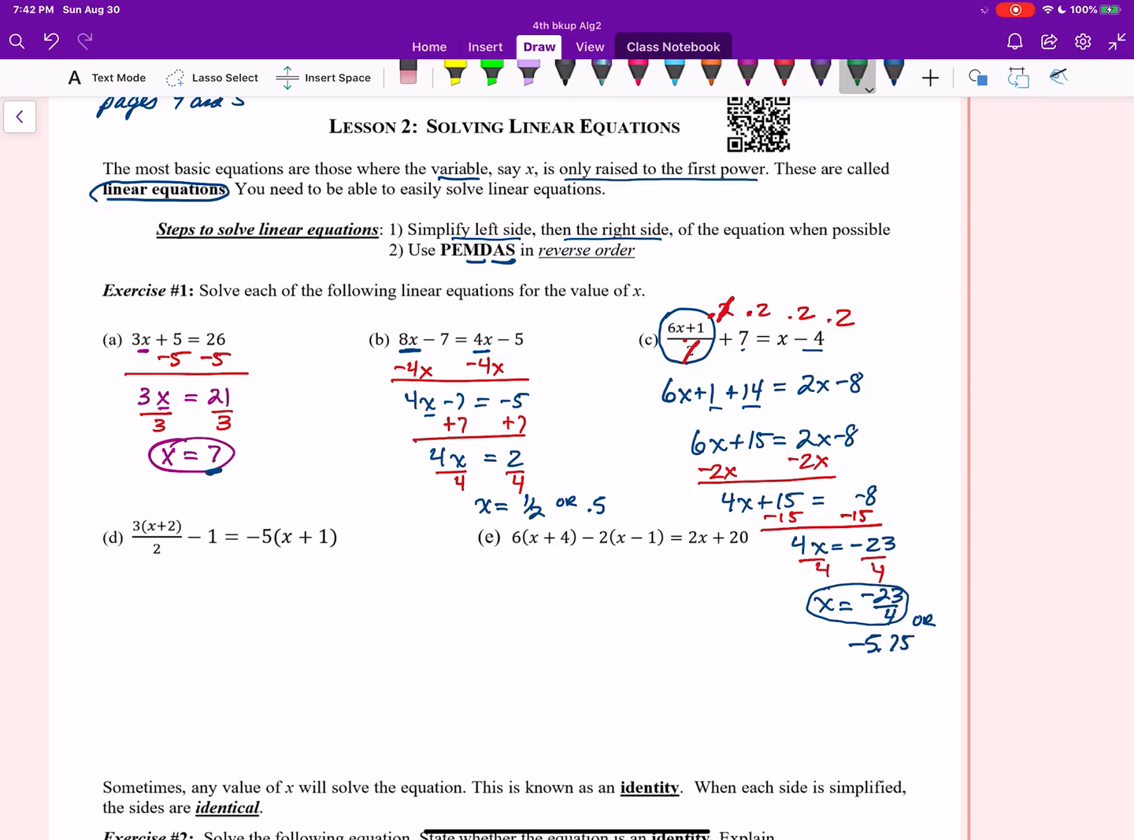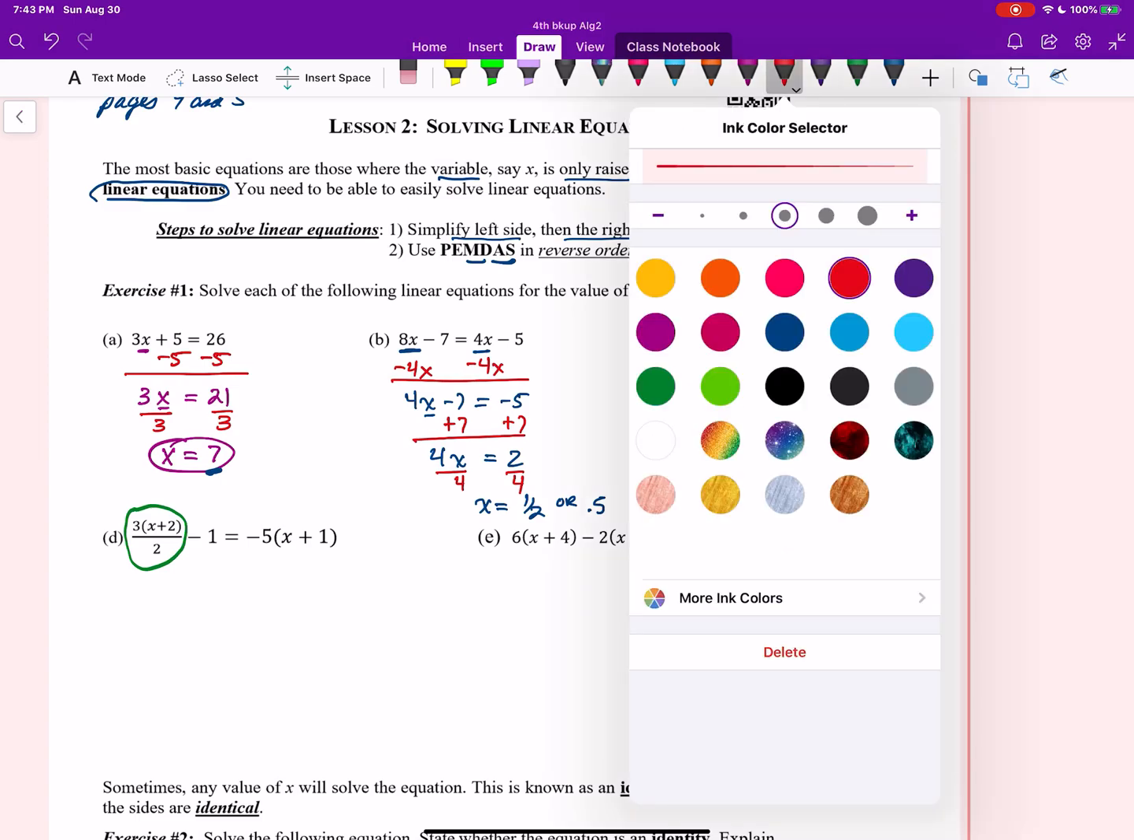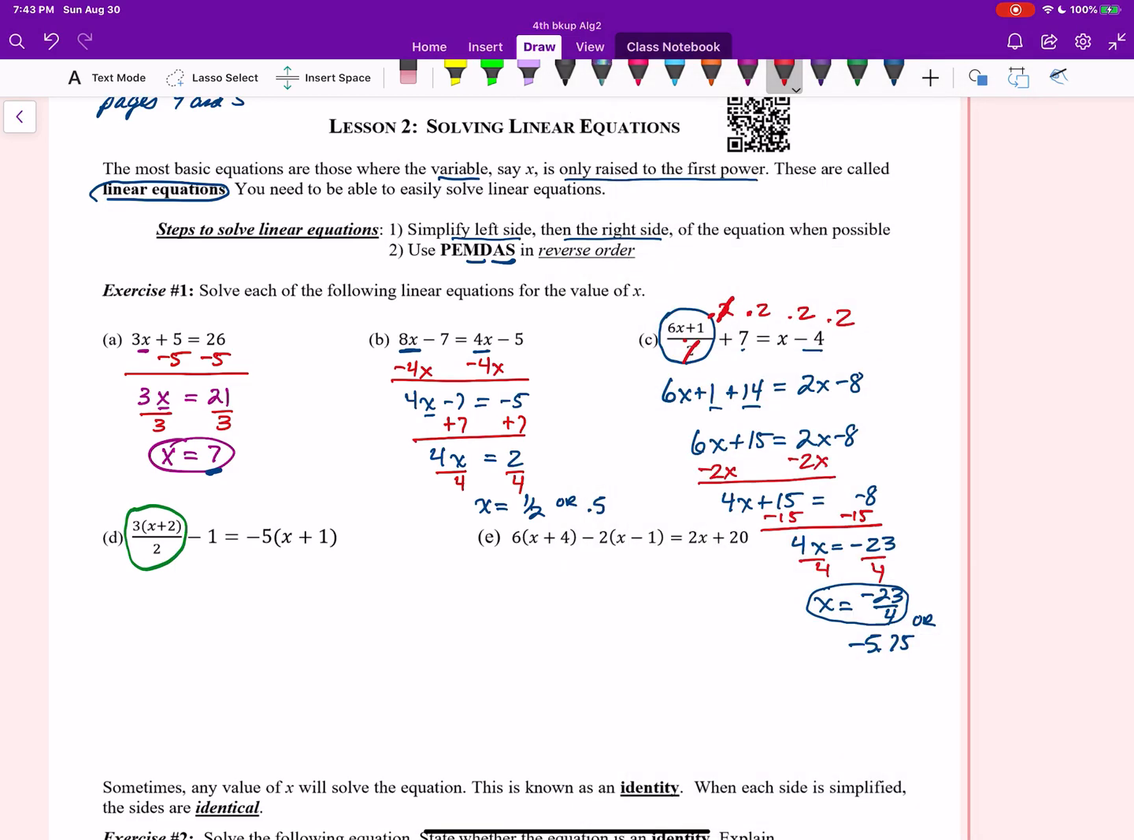Next up is D. D looks a little bit complicated also. Again, we've got this fraction here. So I'd like to do the same thing as we did in C, and that is to get rid of that division by 2 and that fraction, so we multiply by 2.